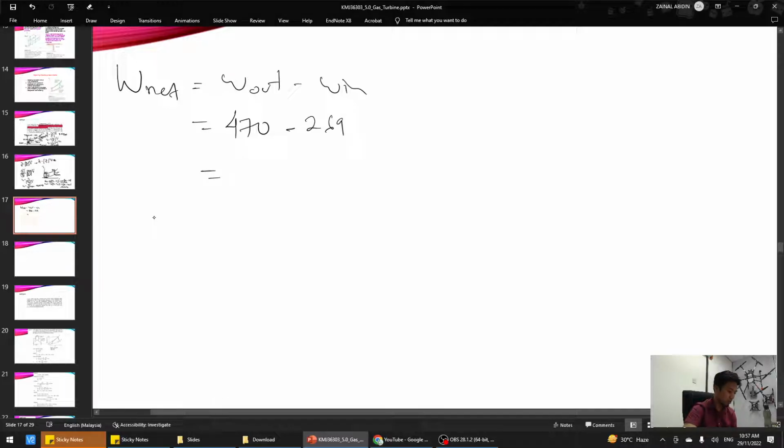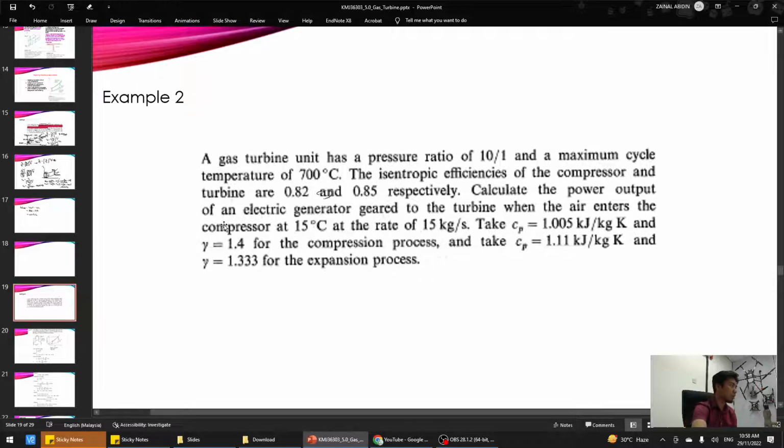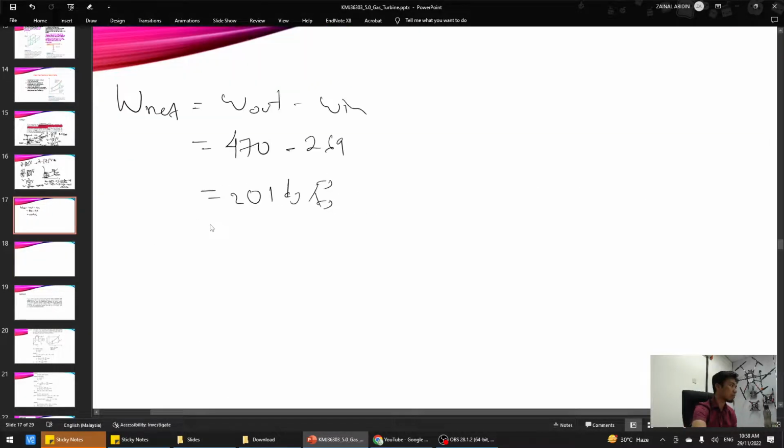Dapat jawapan 201. Betul? Kilojoule per kg. Jadikan dia power darabkan dengan m dot work net.